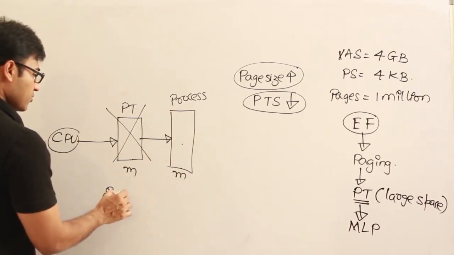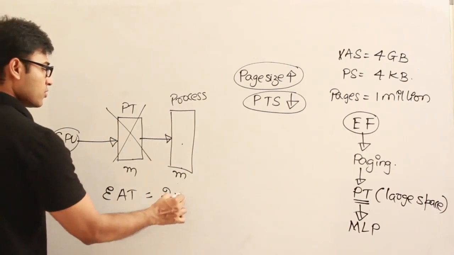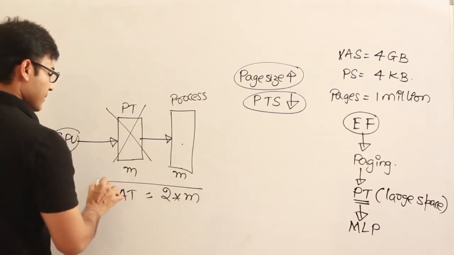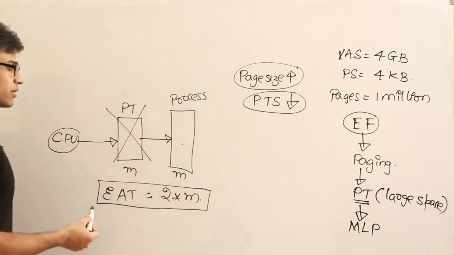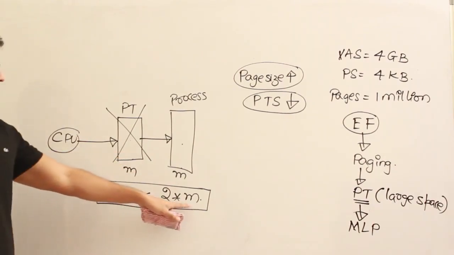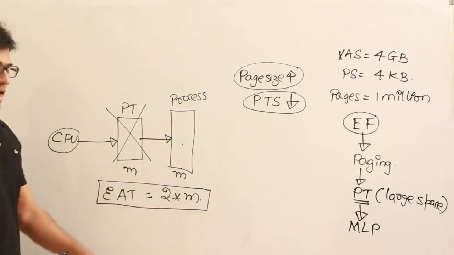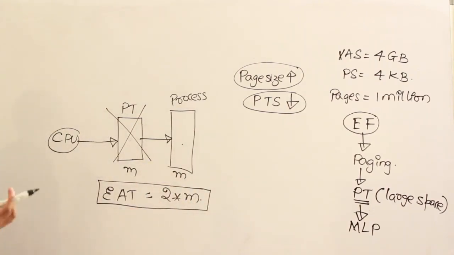Which means effective memory access time is going to be 2 into memory access time. What is small m? The time taken to read a word from the main memory. Got it? And now anyway it is going to be increased because of the paging. If there is no page table at all, then this would just be small m, right? And now by using a multi-level page table, we are even making the situation worse.